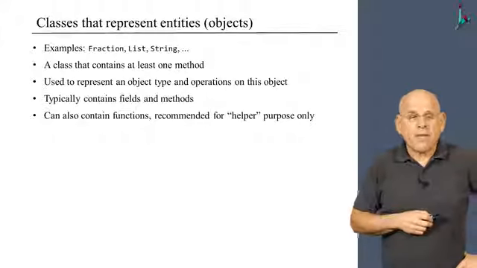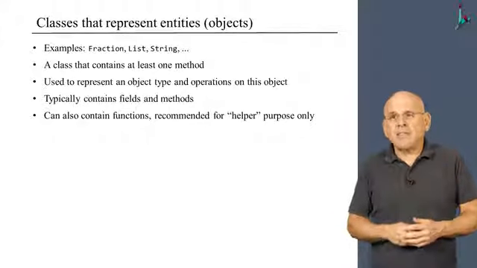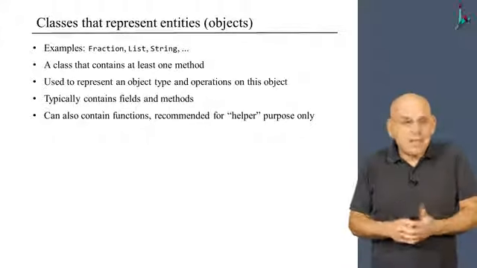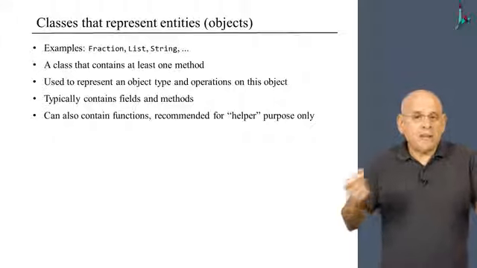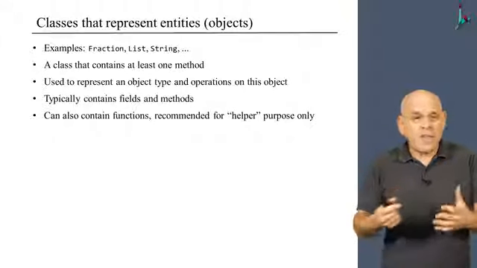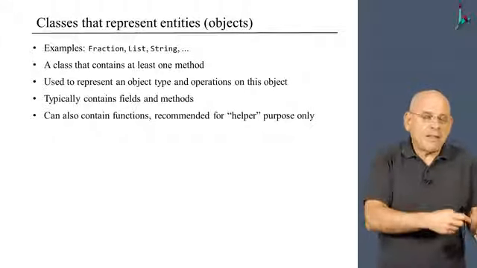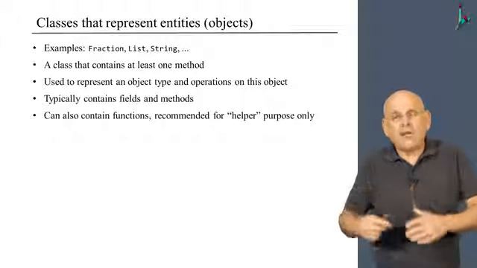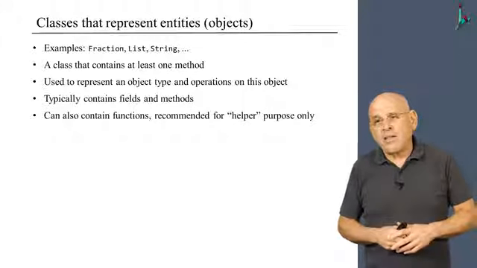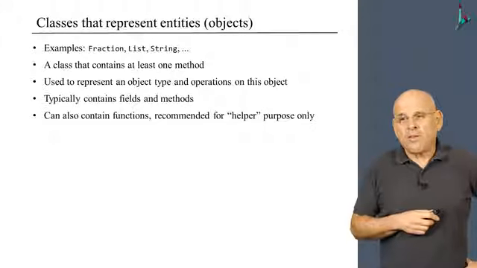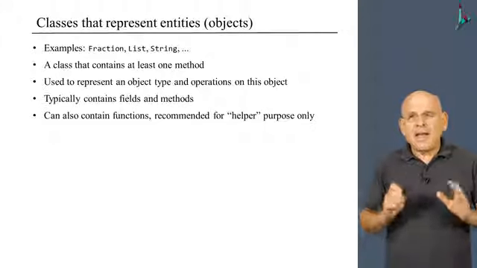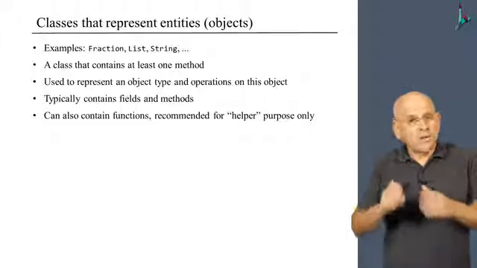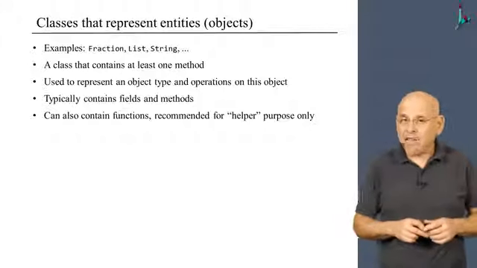And in Jack, if a class has at least one method, one or more methods, then it is bound to be a class that represents an entity. And typically, such a class will also contain fields and methods to represent the data of the entities and the operations that are allowable on these entities. And finally, classes that represent entities or objects can also have functions.